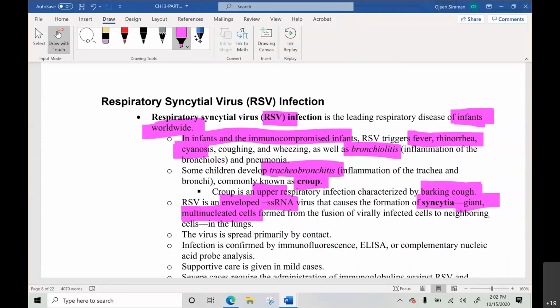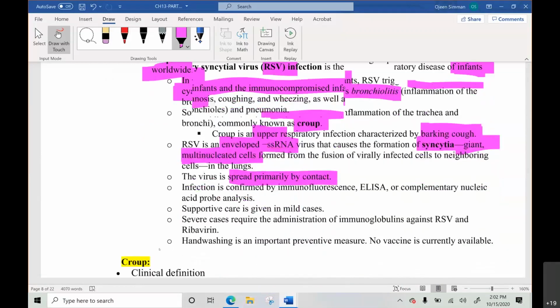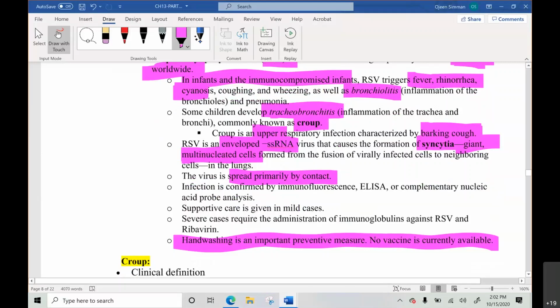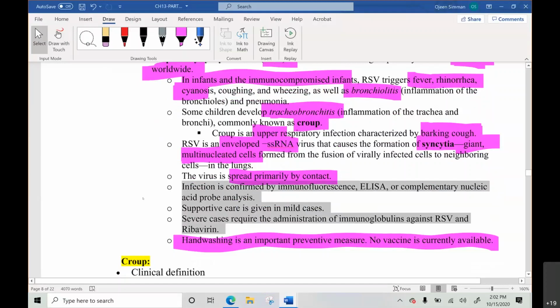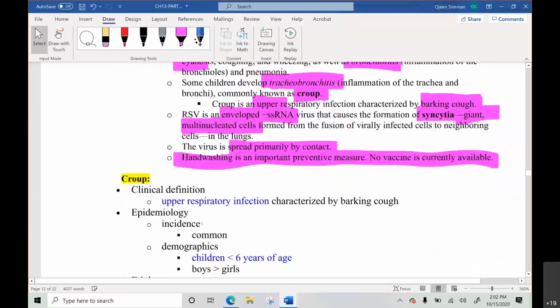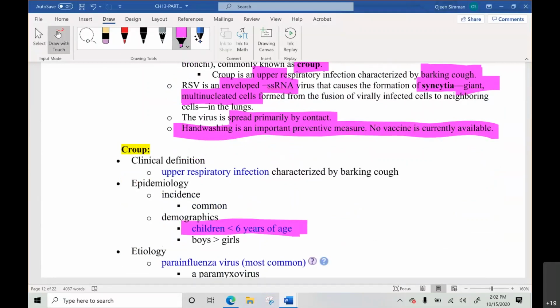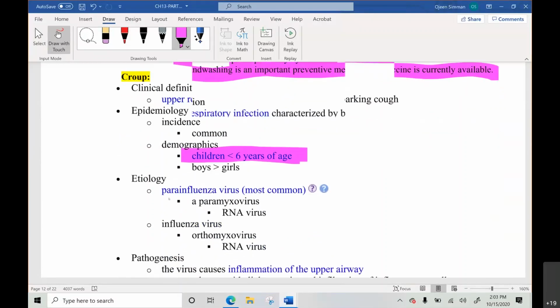The spread is by contact. There's no vaccine for this, and hand washing is the most important preventative measure. It affects children younger than 6 years of age.